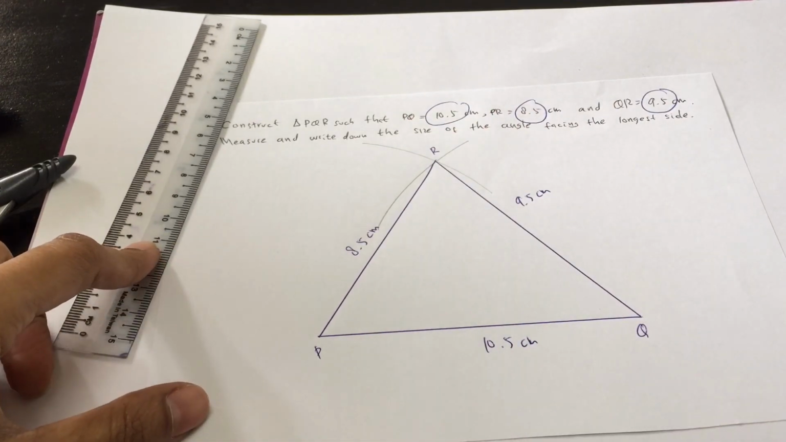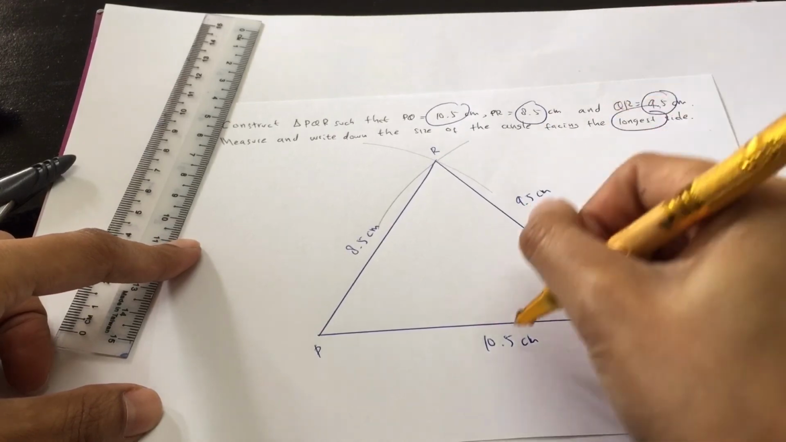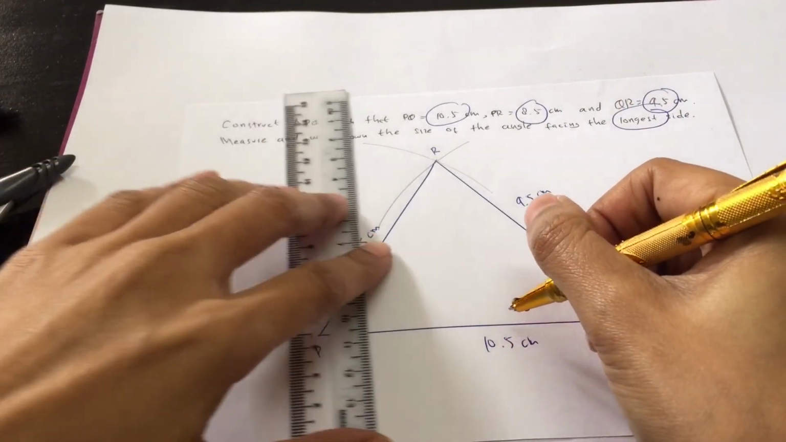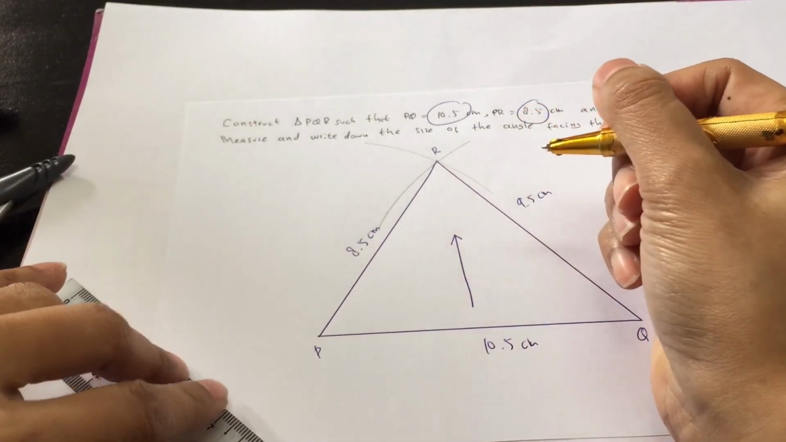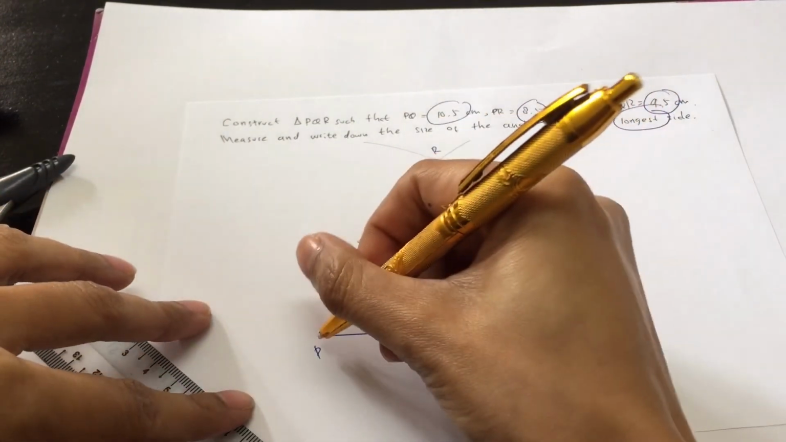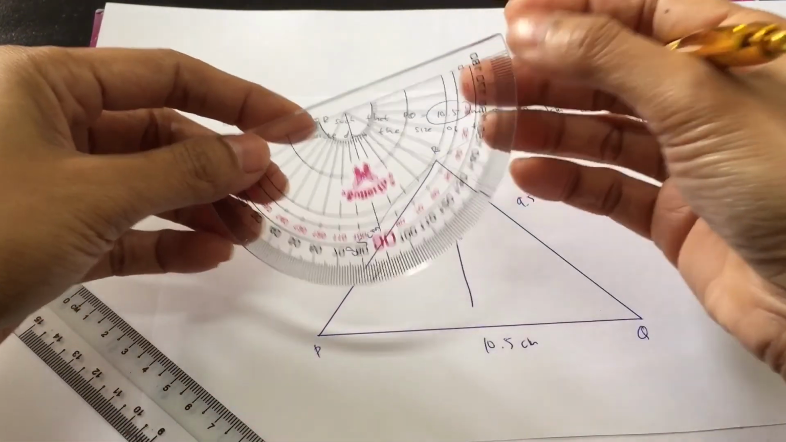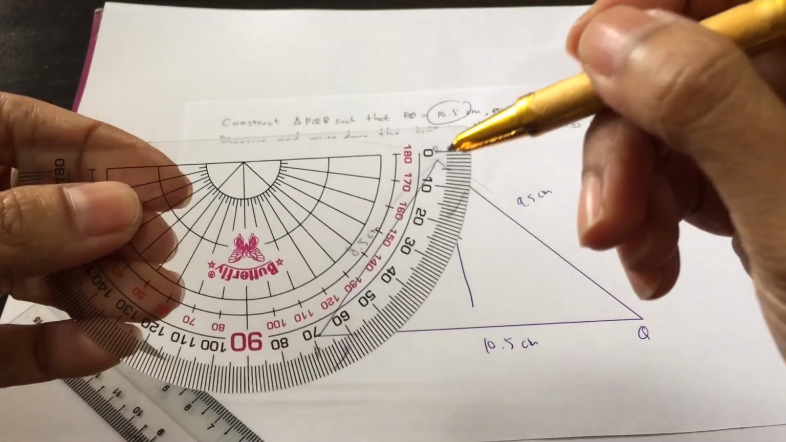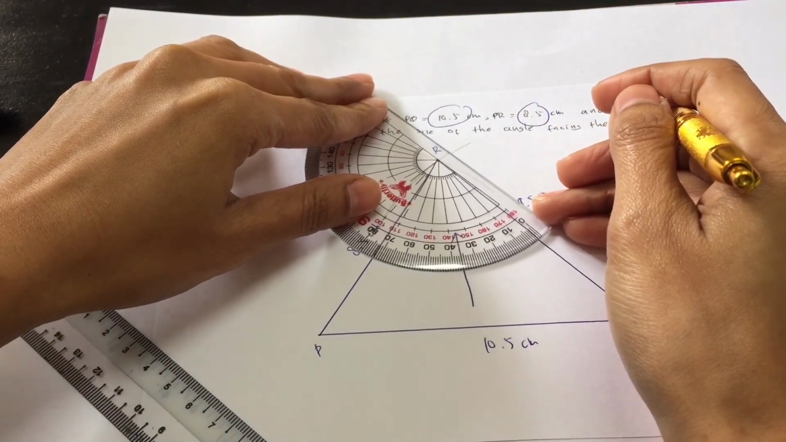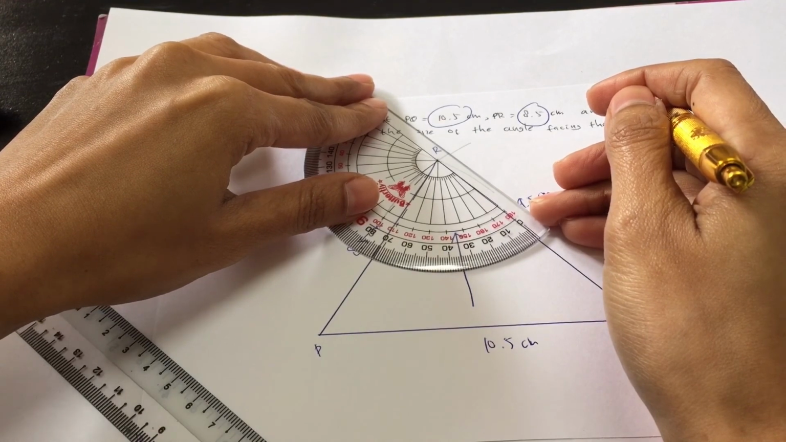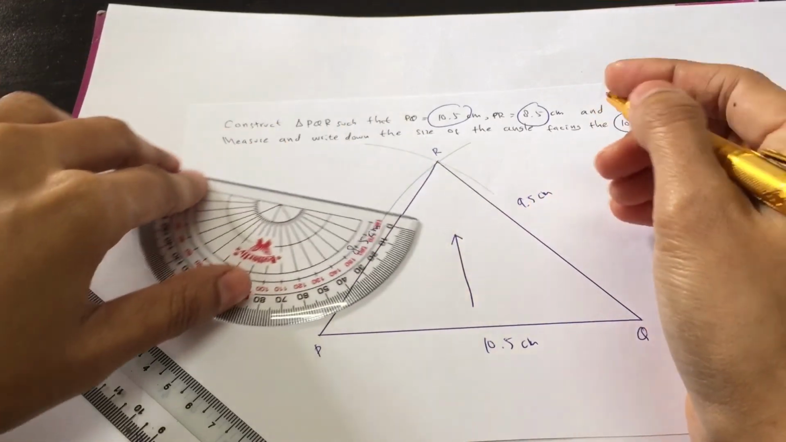The question, write down the size of the angle facing the longest side. The longest side is PQ, 10.5 cm. So the angle facing the longest side PQ is PRQ. So PRQ is equal to 71 degrees.